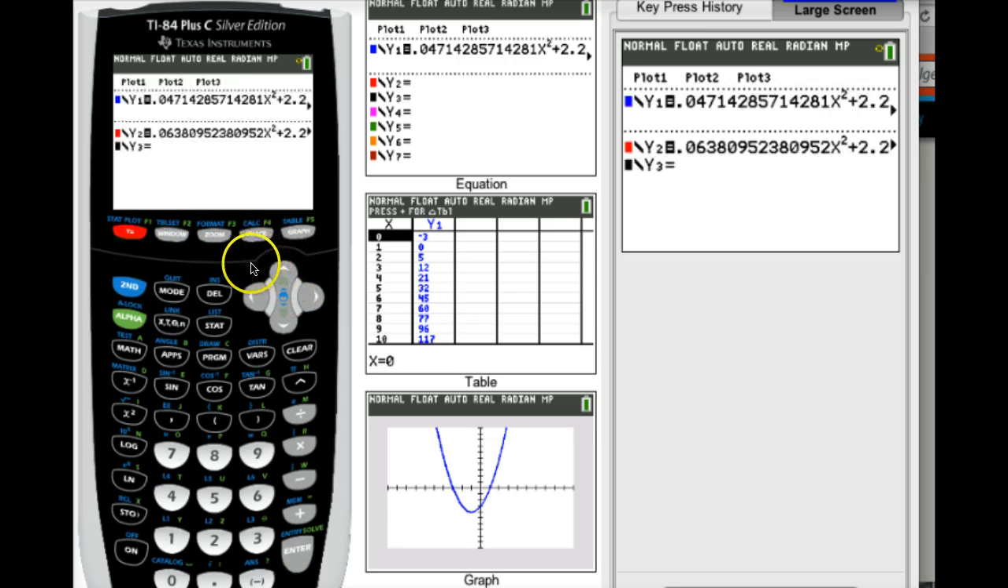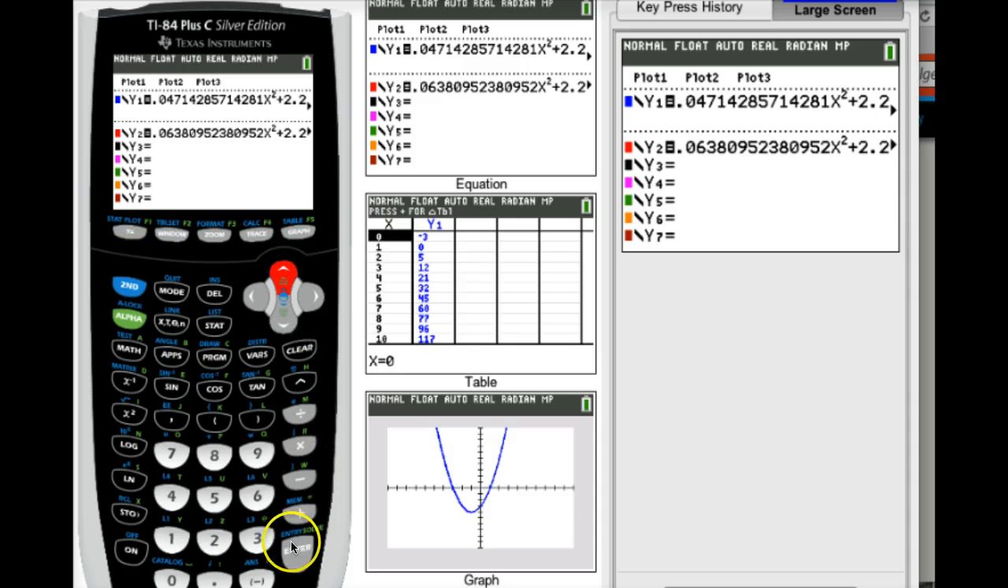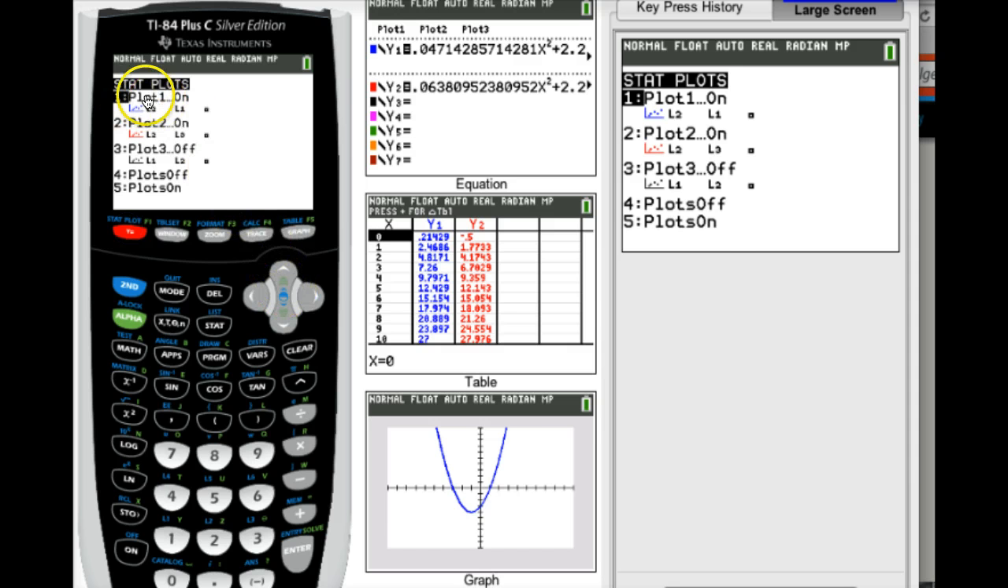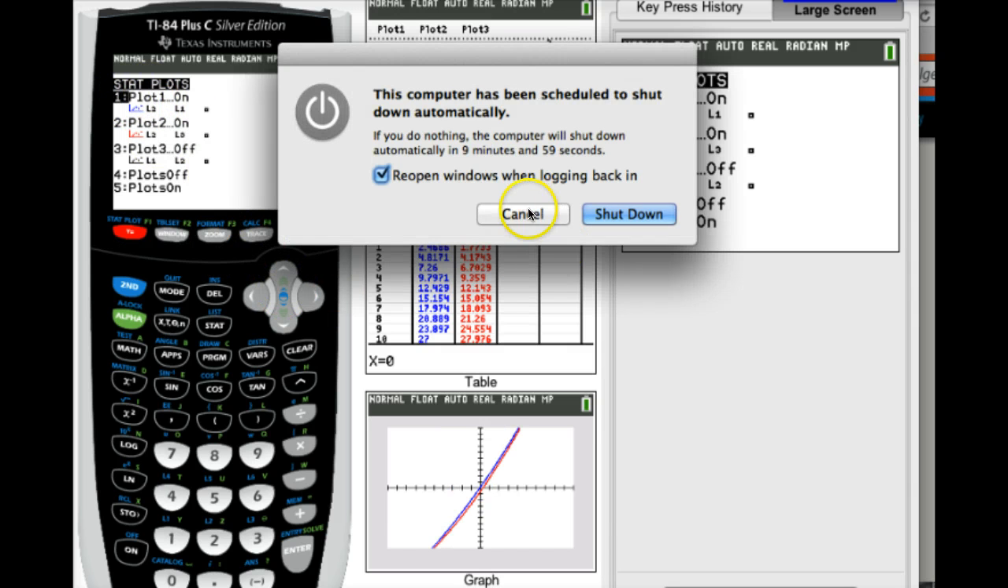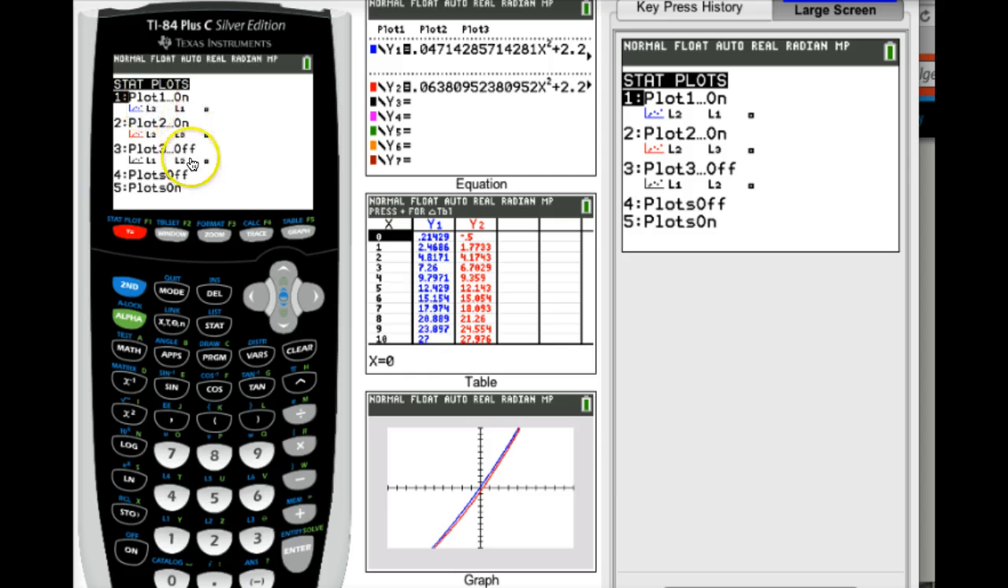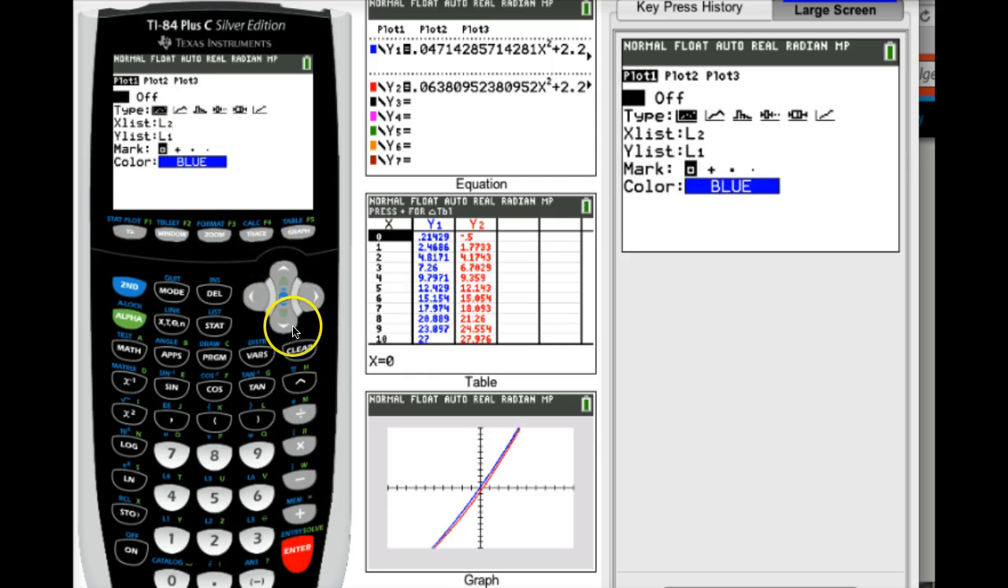So I need to adjust my plots. I'm going to be using Plot 1 and Plot 2, so I'm going to turn them both on. Then I need to make sure they've got the right lists. So I'm going to go to 2nd Stat Plot. Right now they don't, so I am going to change the lists in Plot 1 to match. My X list is L1. My Y list is L2. So that one's changed, so that's good news.